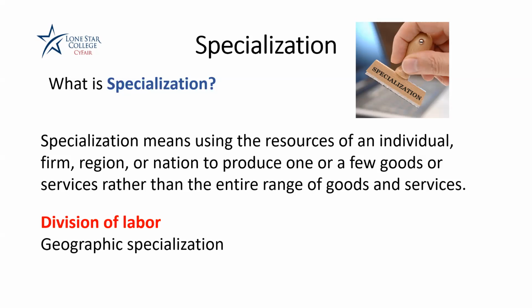So in the past, people would produce anything that they wanted to consume. So if they wanted to drink milk, they would have a cow. If they wanted to build a house, they would design their own house, they would build it. If they wanted to eat fruits and vegetables, they would grow their own fruits and vegetables.